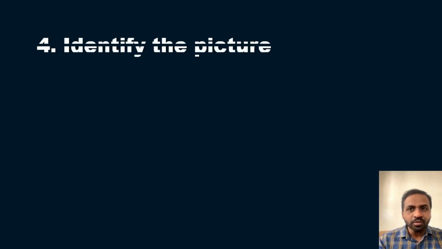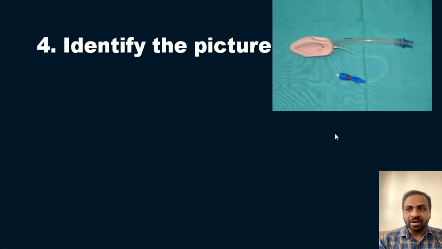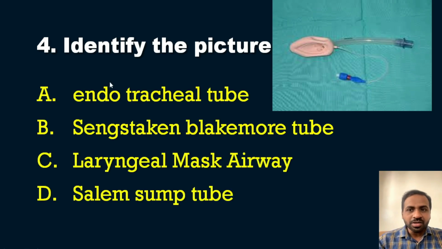This is the fourth question. Identify the picture I have shown in the monitor right now. Identify the picture you are seeing on the screen. The options for you are: first, endotracheal tube; second, Sengstaken Blakemore tube; third, laryngeal mask airway; and the final option is Salem sump tube. Identify this picture and tell me your answer.